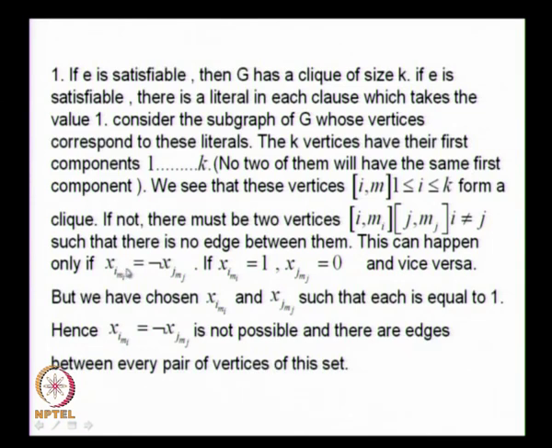that is, one is the negation of another, that is, one is a variable and another is the negation of that variable. So, if x_i,mi is equal to 1, x_j,mj will be 0, or the other way around. But we have chosen the literals in such a way that all of them have value 1. From each class we have chosen a literal which has the value 1. So, this cannot happen, that is, x_i,mi equal to not x_j,mj is not possible. So, between every pair of vertices we have an edge.